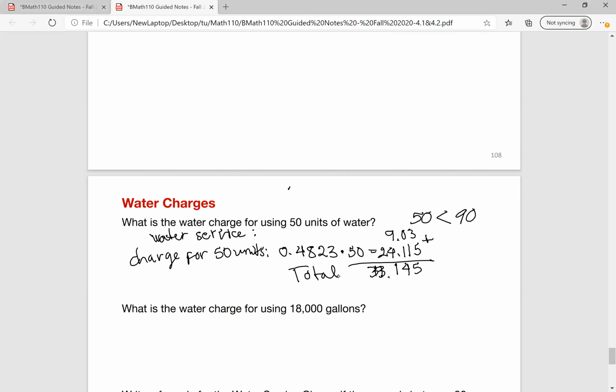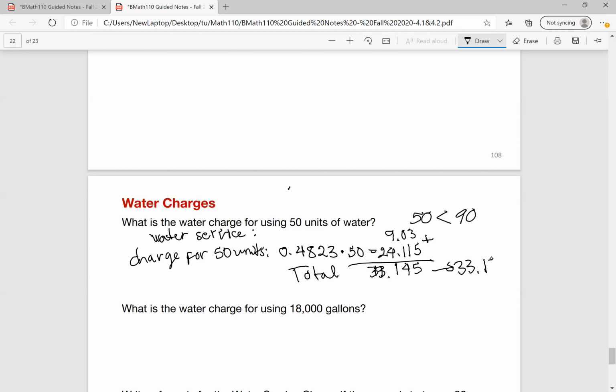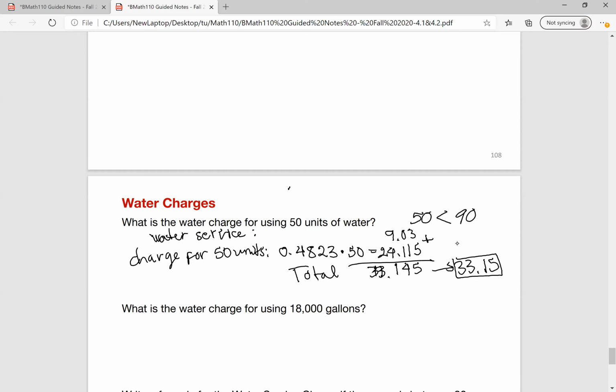Because this is an amount of money, we usually allow it to be in cents. So $30, $3.50. Okay, so now what we have for the 18,000 gallon.